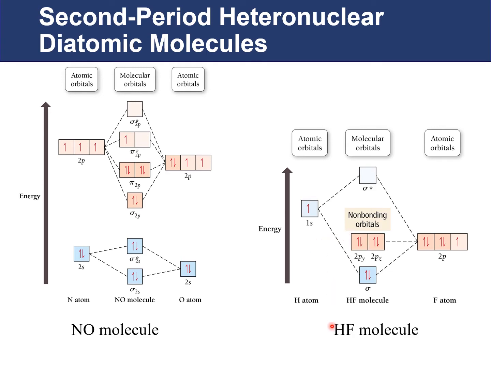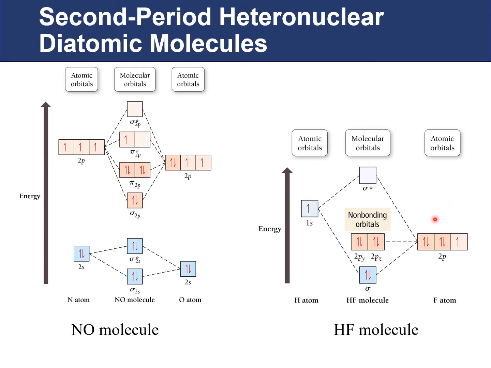So for HF, we will have 1 sigma bond and 1 sigma antibond that occur from the interaction between the 1s orbital from the hydrogen and 1 of the p orbitals from the fluorine. The remaining 2p orbitals stay as they are, unhybridized, as atomic orbitals that would be attached to the fluorine.